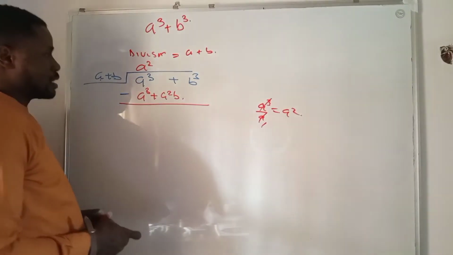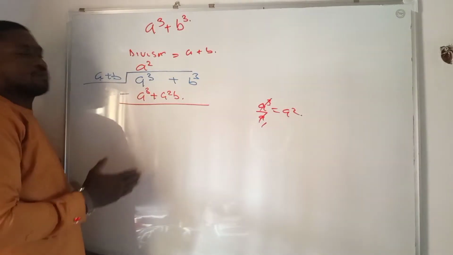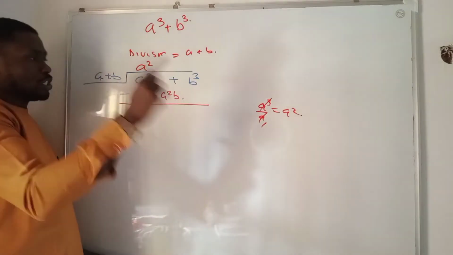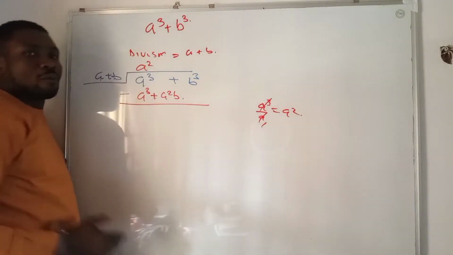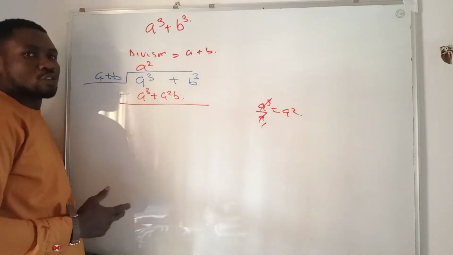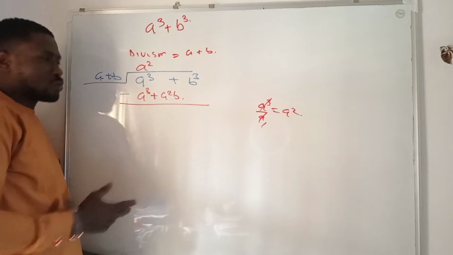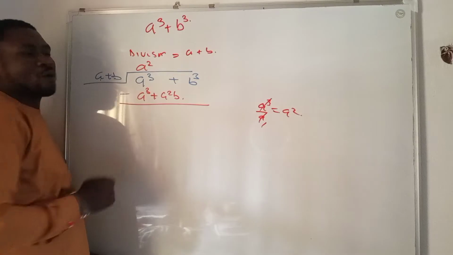Why am I putting a minus sign? Because I want to make sure that a cube disappears. That is the rule. The a cube must be eliminated. Which is why when you have used this to multiply this, the first term here must have the same power. If they don't have the same power, they cannot subtract each other to become 0. So the powers must be the same. And so a cube minus a cube, that will give you 0.